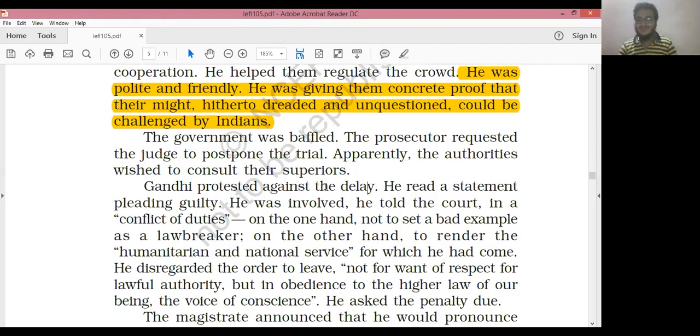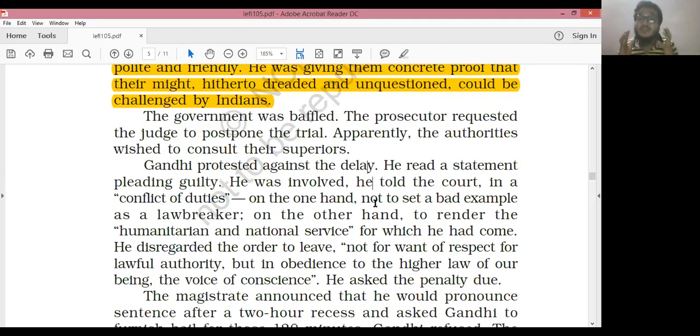Gandhi protested against the delay. He is a lawyer and knows the system; he understood what the high time was here. He told the court he was involved in a conflict of duties. Students, you have read in civics about duties, rights and obligations. As per grammar, obligation is something, duty is something, and right is something different. So what was the conflict between his duties? On the one hand, not to set a bad example as a lawyer and lawbreaker, meaning he did not obey the law. He accepted the notice and wrote that he would not obey it.